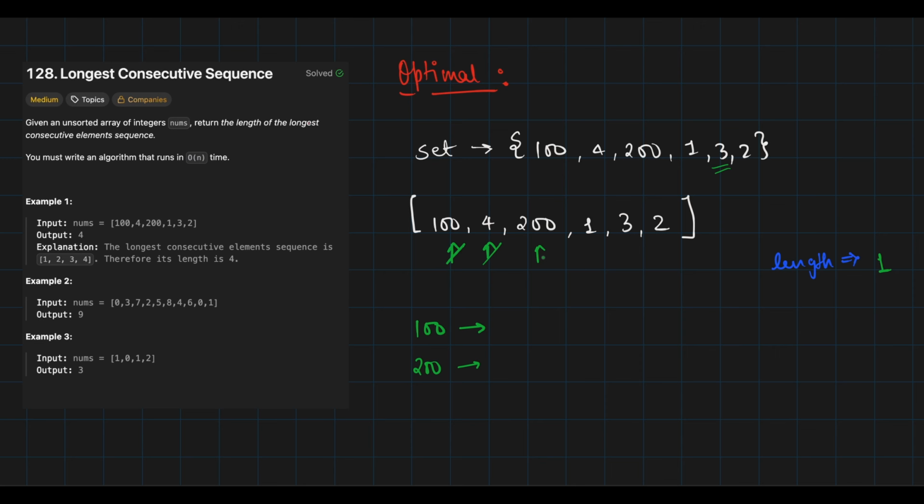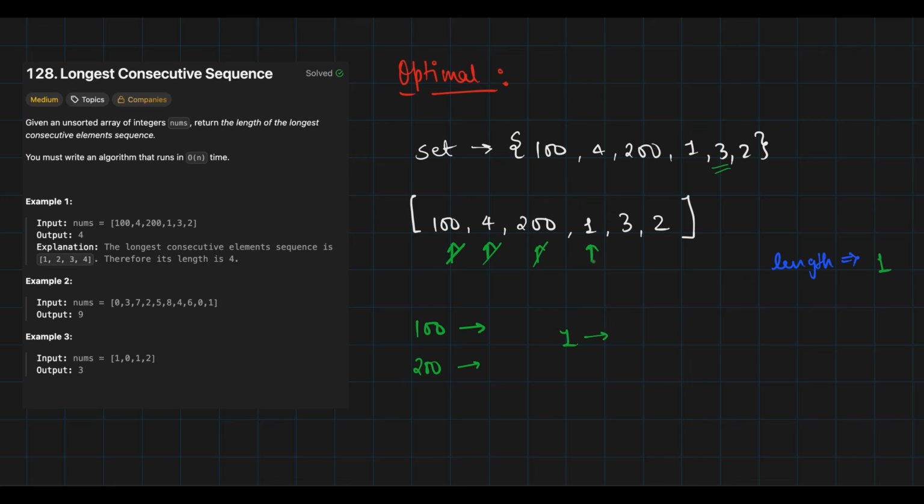After 200, we will be checking if 201 is present inside the set or not. If it's not present, then this is the end of the sequence, and we can check if the length of this sequence is greater than the current length or not. Here it's equal, so we don't need to change anything. Now when we come to 1, we check if the previous element to 1 is present in the set or not. 1 minus 1 is 0. 0 is not present inside the set. So we can say that 1 is the start of a sequence.